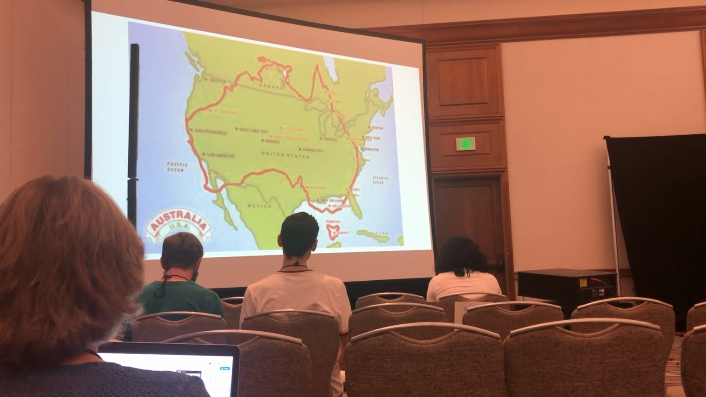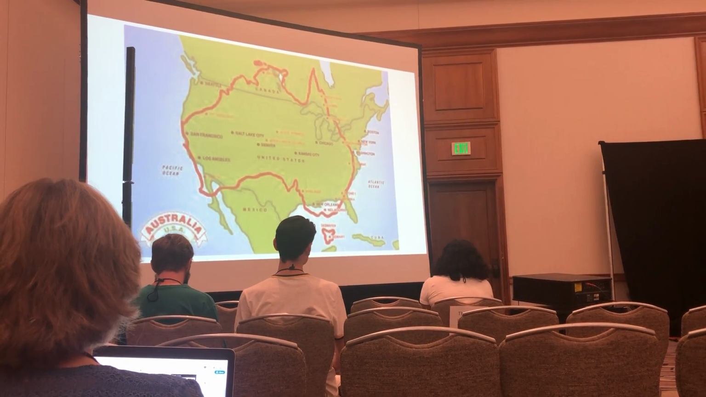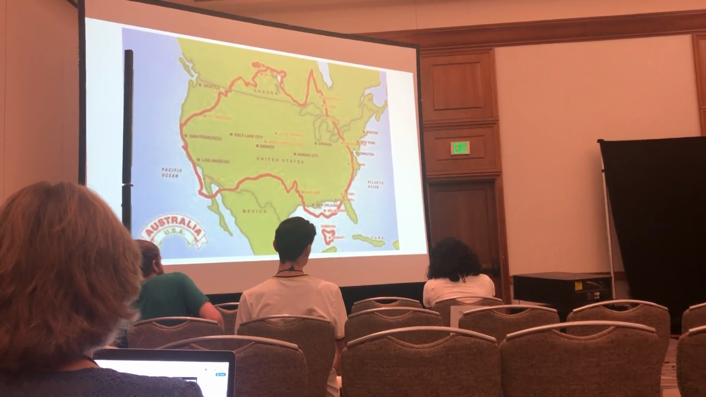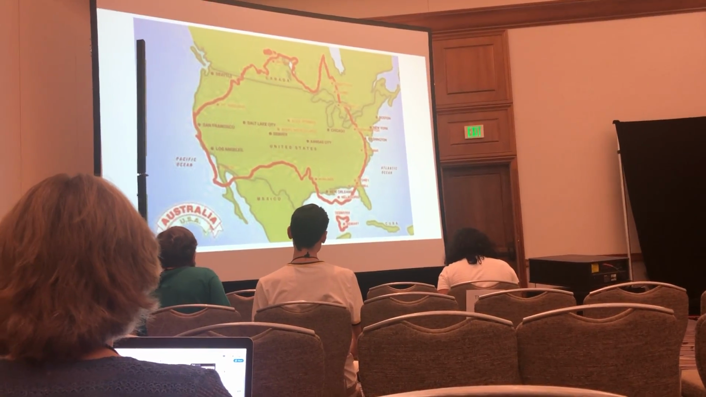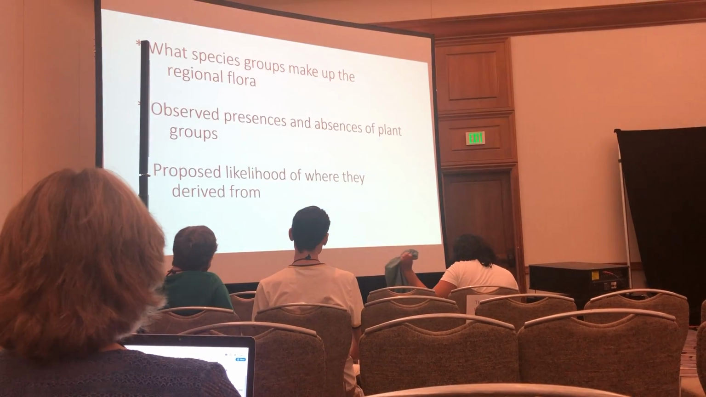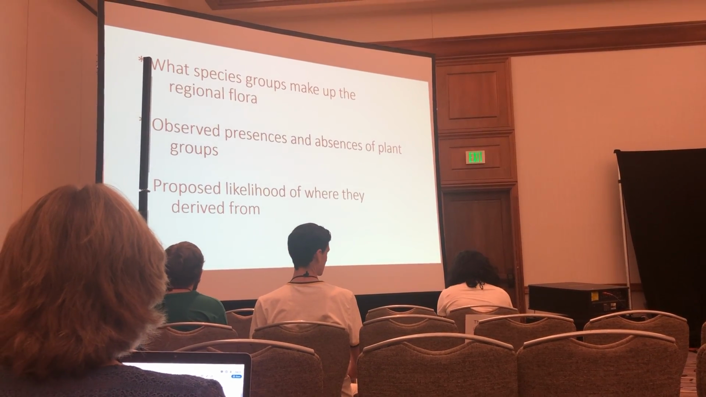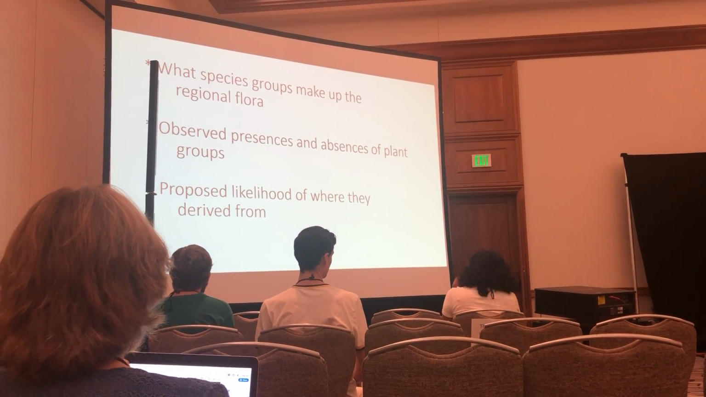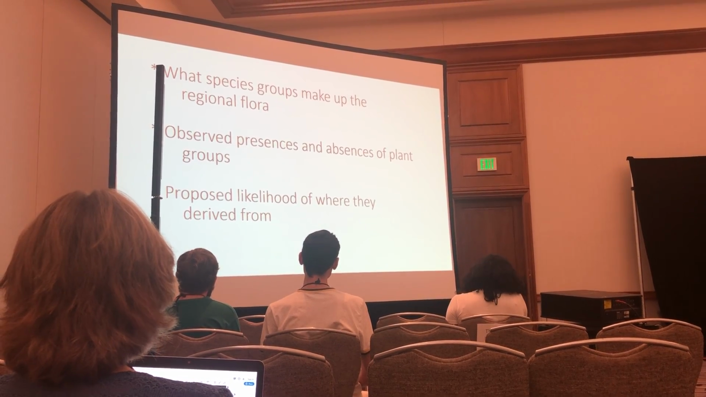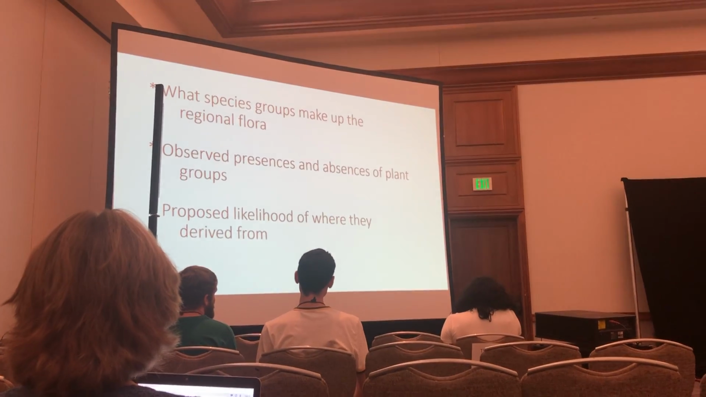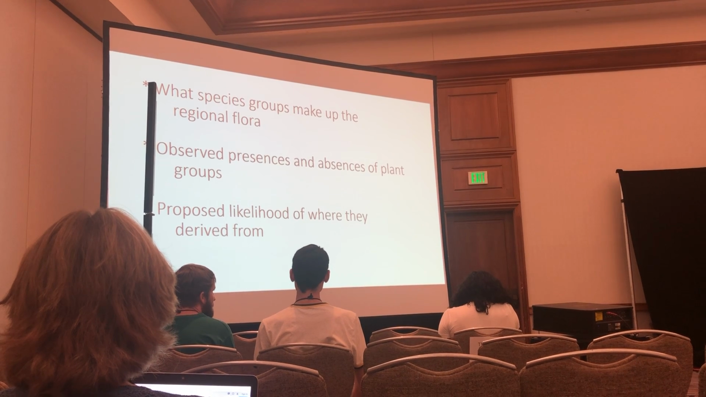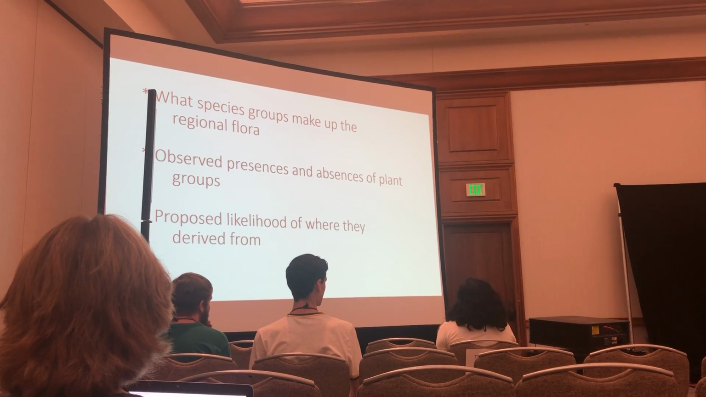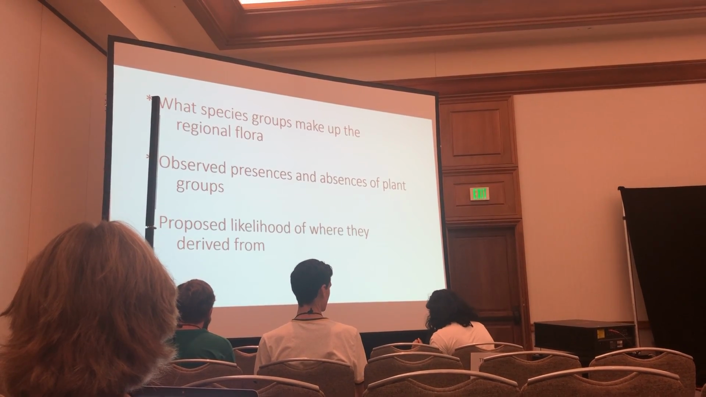Just to give you context, Australia is very similar in size to North America, just to give you an idea of the context. So, my talk is what species groups make up the regional flora, the observed presences and absences of the plant groups, and my proposed likelihood of where they derive from. None of this has been tested, this is just purely an observation.